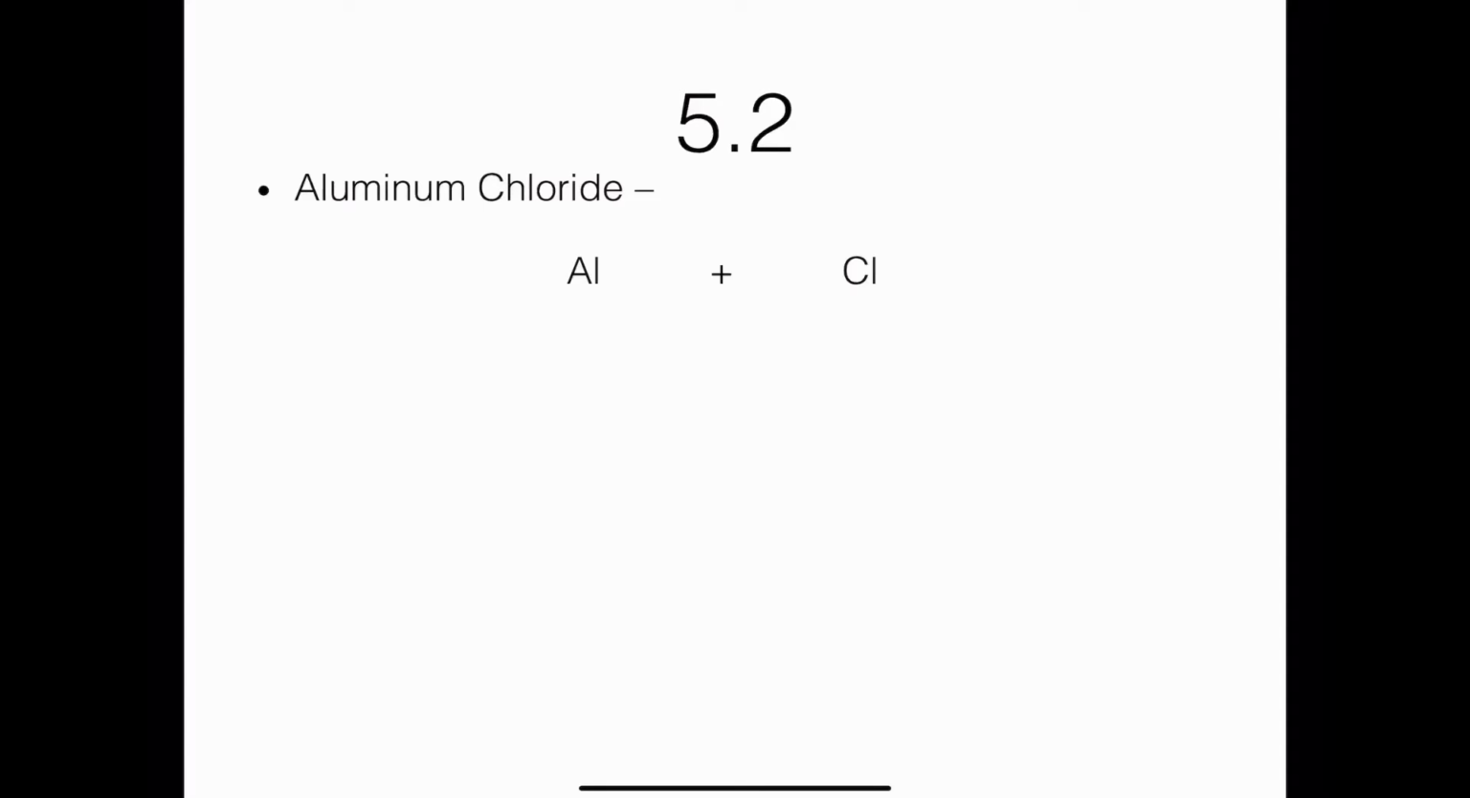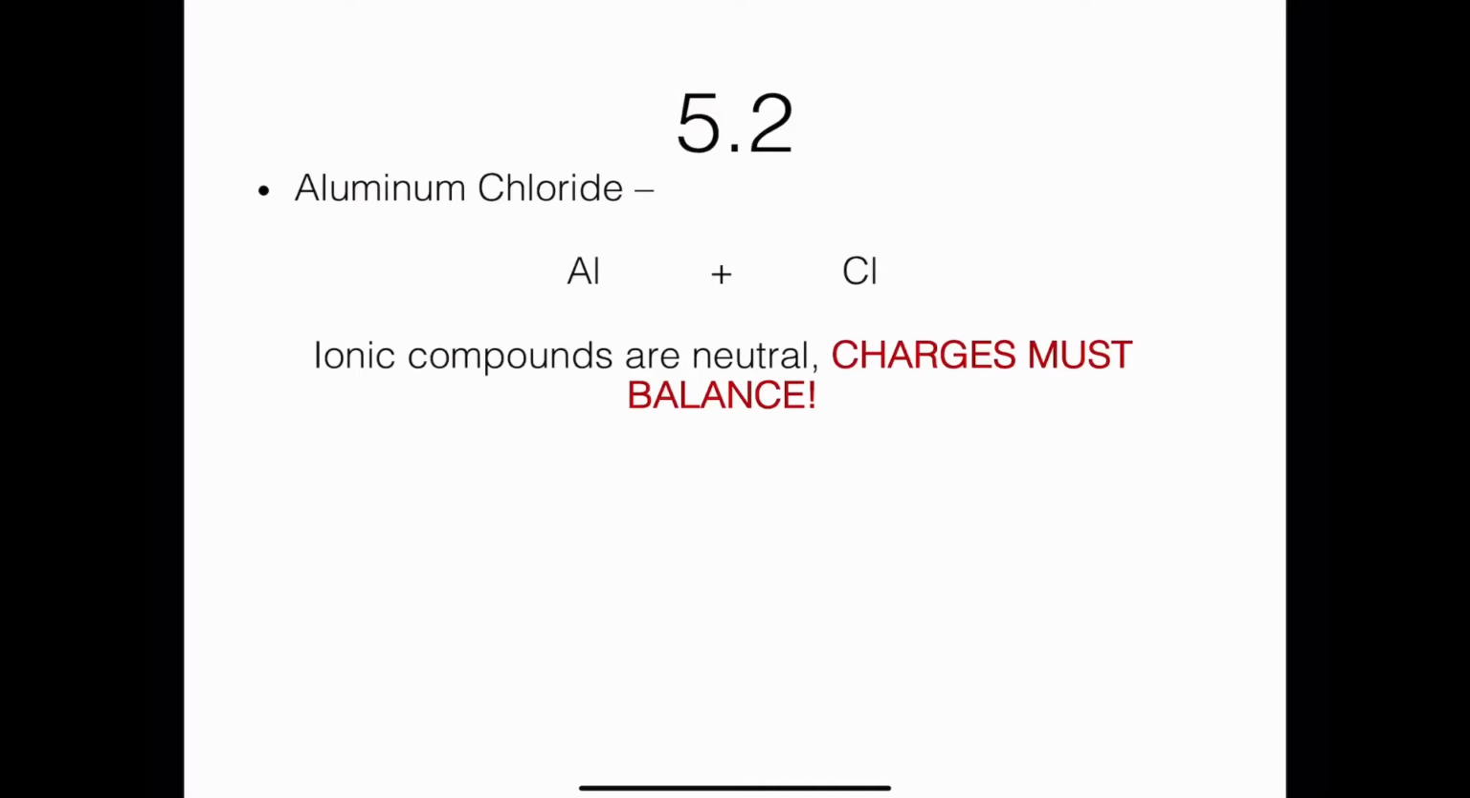So what we're going to do now is look at how to make a formula from a name. So when we have aluminum chloride, what we would want to do is write the symbols for both of those elements first. So we have aluminum, which is Al, and chloride, which is the same as chlorine, which is Cl. So what we have to remember, ionic compounds are neutral. So when we put two elements together to form a compound, they have no net charge. Remember, that's what neutral means. It means no net charge.